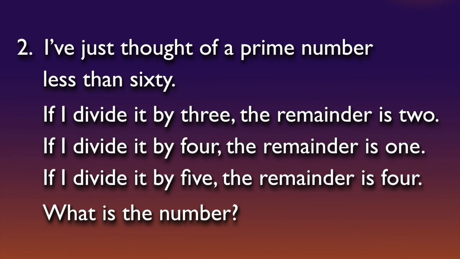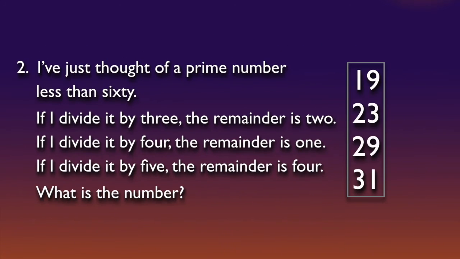Question 2. I've just thought of a prime number less than 60. If I divide it by 3, the remainder is 2. If I divide it by 4, the remainder is 1. If I divide it by 5, the remainder is 4. What is the number? Here are your options.